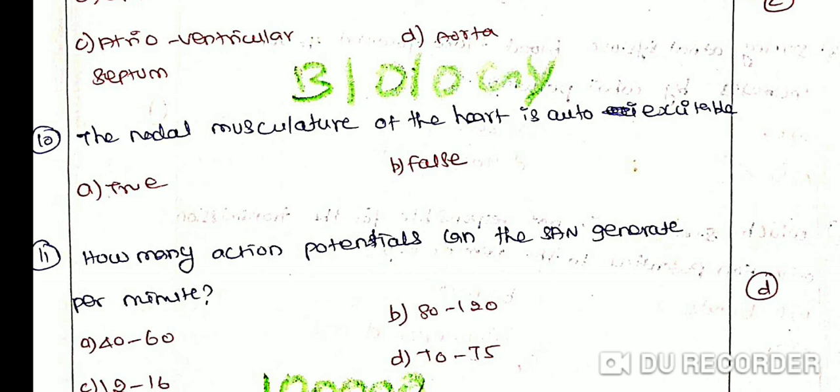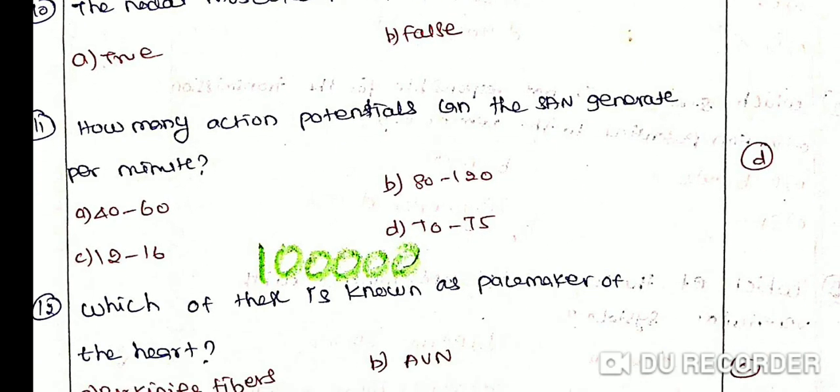How many action potentials can the sinoatrial node generate per minute? Option A, 40 to 60. Option B, 80 to 120. Option C, 12 to 16. Option D, 70 to 75. The correct answer is option D, 70 to 75. The sinoatrial node possesses the ability to generate action potentials without receiving any external stimuli. It is auto-excitable and can generate 70 to 75 action potentials per minute.